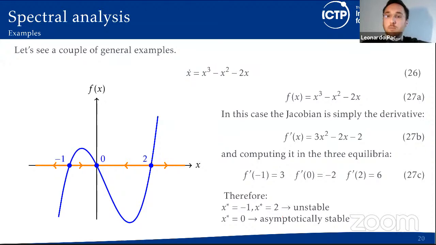and 2 are unstable. Again, because this is what the theorem says, and in this case, since we are in one dimension, the Jacobian is simply the derivative, and the value of the derivative is the only eigenvalue, basically, of the system in this case.